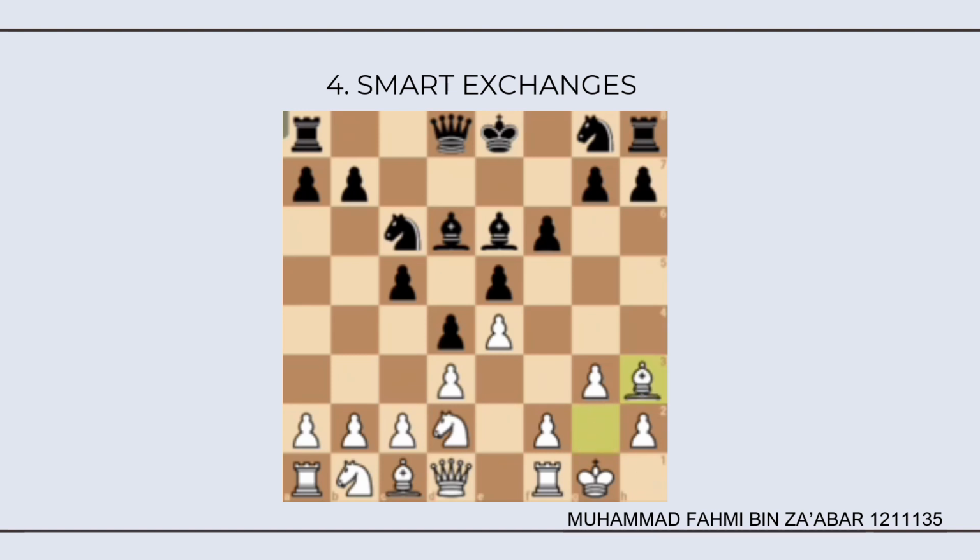First move the white bishop to h3, and then black will recapture our bishop using their bishop, and then we move the queen with check, and then we can take the strong and powerful black bishop. So this is how the smart exchange works.